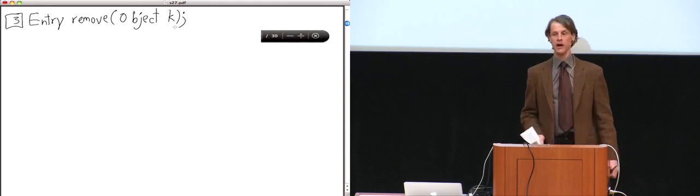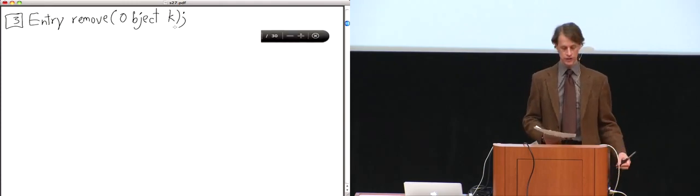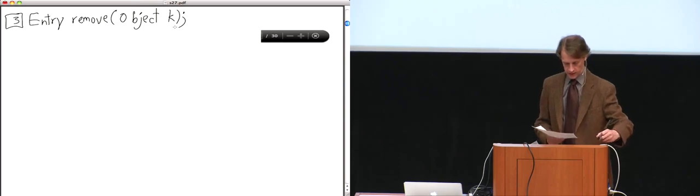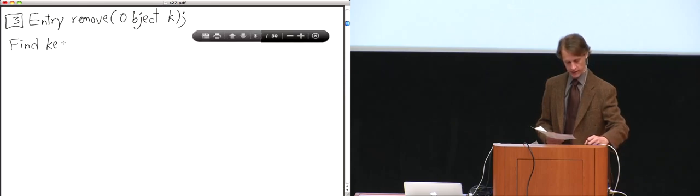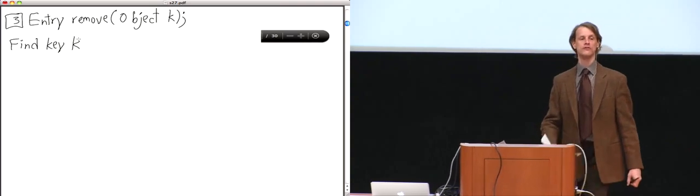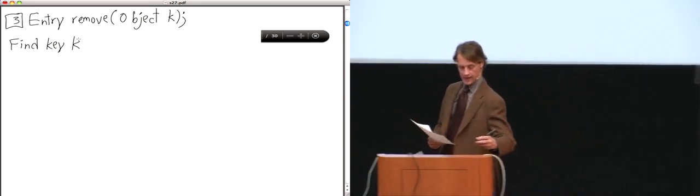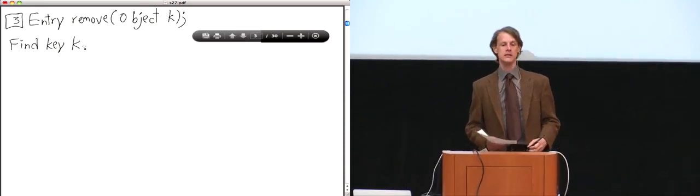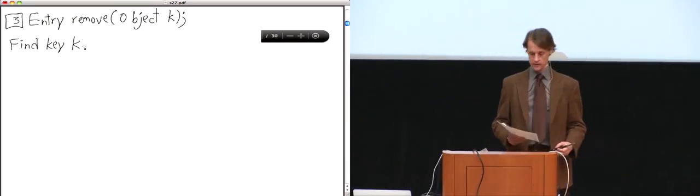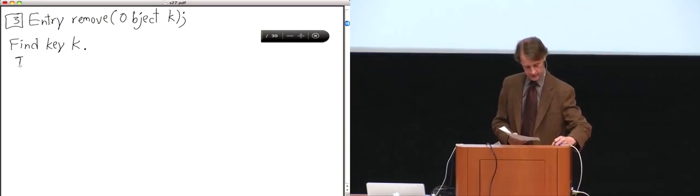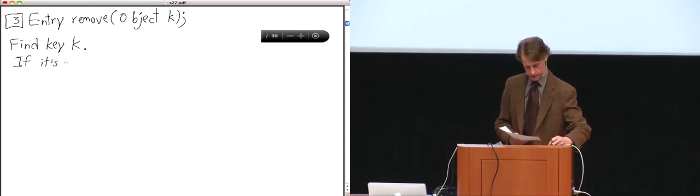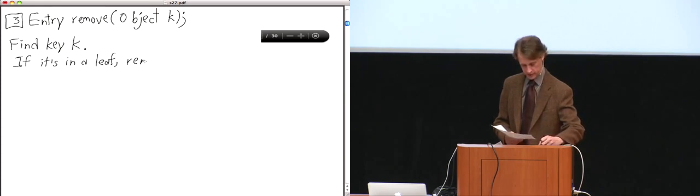All right, definitely the hardest part of a 2-3-4 tree is the remove operation. How do you remove keys? So, for obvious reasons, remove starts the same way that find does. You find the key that you're trying to remove, okay? And in some ways, it's just like a binary search tree. So, if the key is in a leaf, you can just remove it from the leaf.